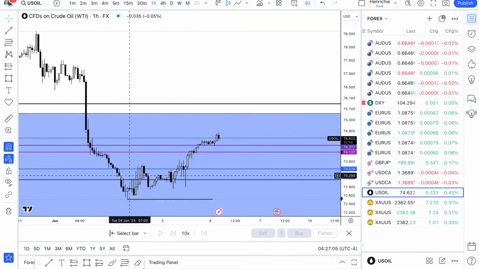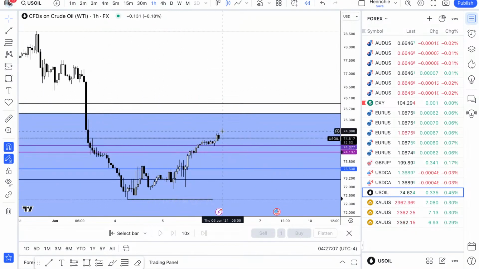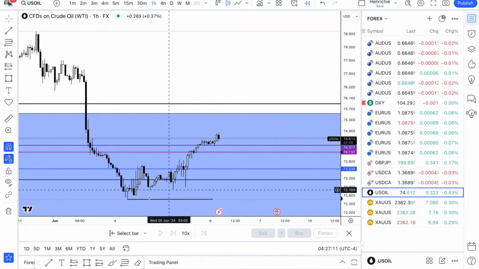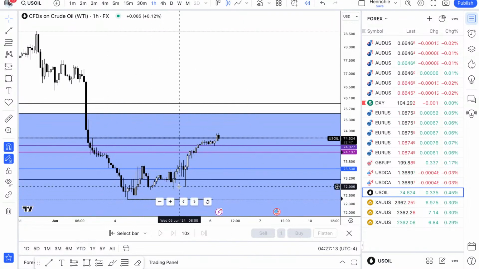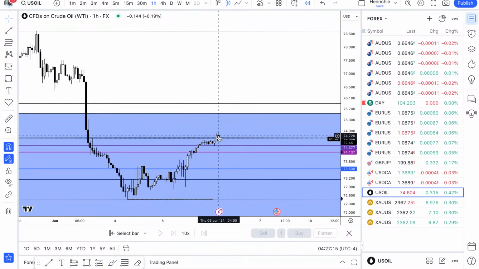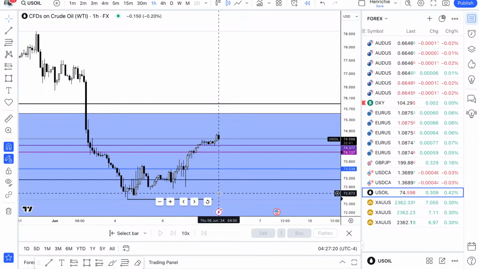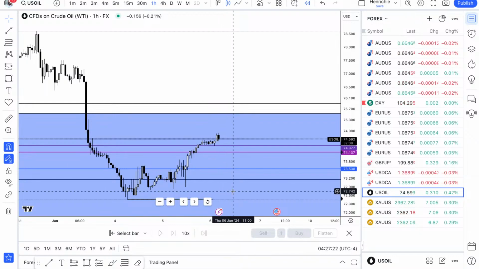And so far you can see there's no 1 hour break of structure. None. Zero. So I'm not going to buy it. I'm not going to jump in. I will be patient. And if eventually price drops to the downside and then I see a 1 hour break, that is when I'll start to look for a buy on US oil.